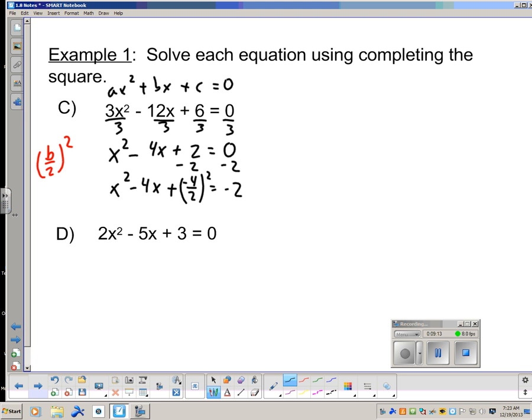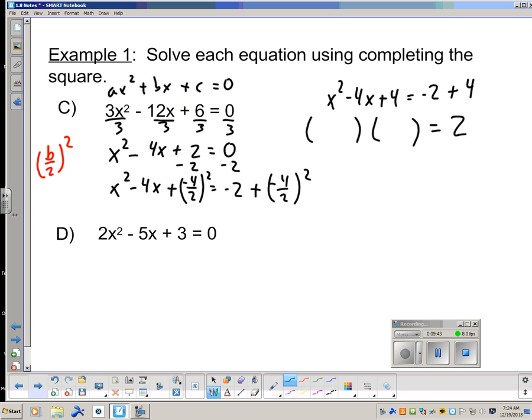I'm going to divide that by 2 and square it and add to both sides. So -4 divided by 2 there is -2, and squared I get 4. So I really get x squared minus 4x plus 4, and over here, -2 plus 4. So again, just like we've done the other 2 problems here, we're going to factor this left-hand side, clean up the right-hand side.